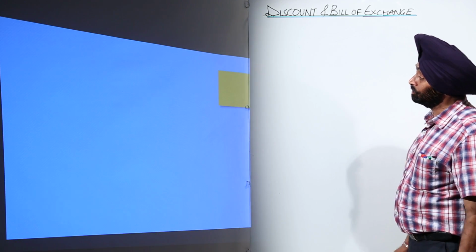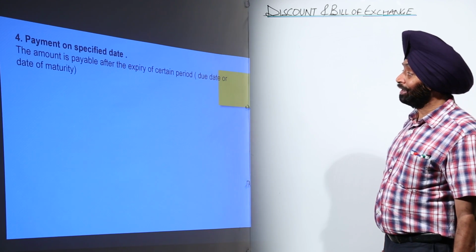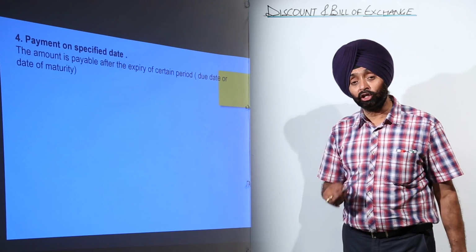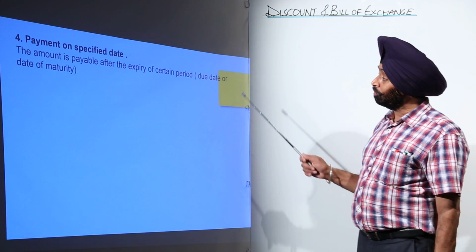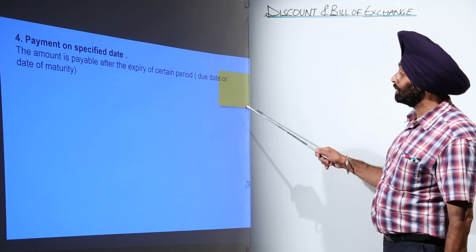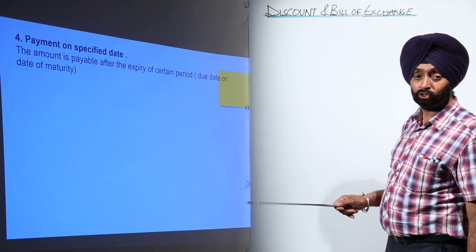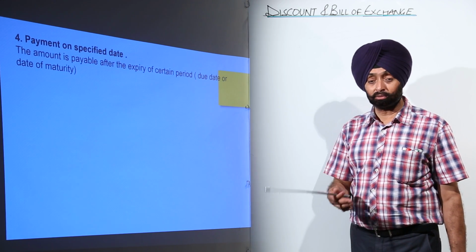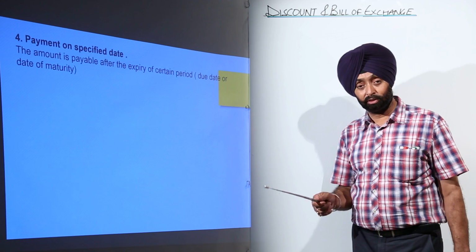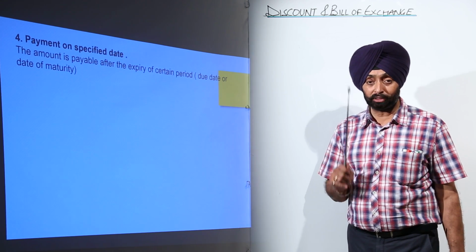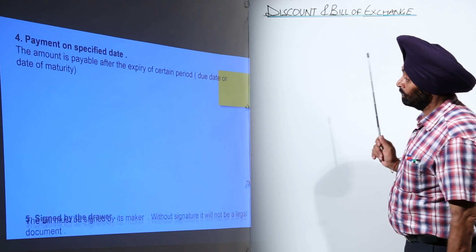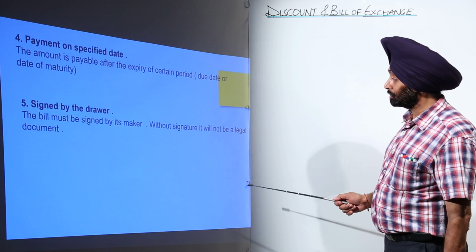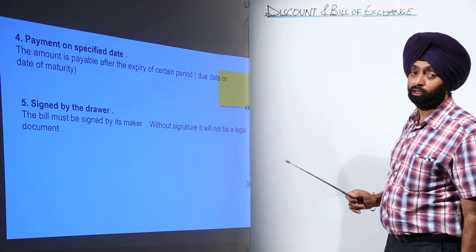Then we are having payment on the specified date. The amount is on the bill of exchange, and the date should also be on the bill of exchange. The amount is payable after the expiry of a certain period, the due date or date of maturity. They have just given us the date on which you are going to pay, so the date should also be specified on the bill of exchange. Signed by the drawer. The bill must be signed by its maker. Without a signature it will not be a legal document.